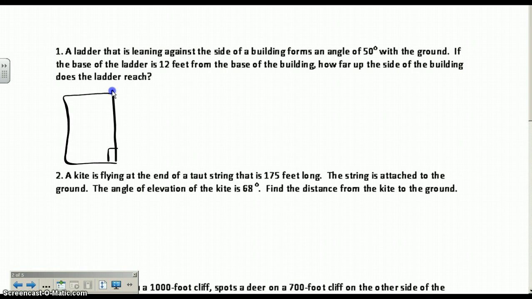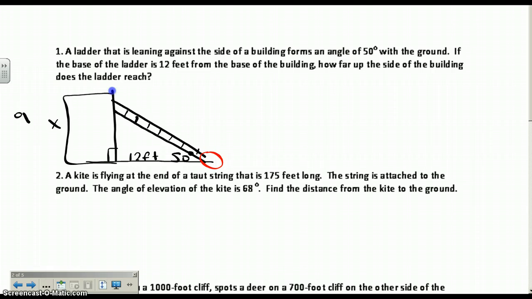So I'm going to draw my building. And we're searching for the height of the building, so I'm going to label that x. Now I'm going to draw my ladder, just like the last problem. And now we're given an angle of 50 degrees with the ground. But it also says that the ladder is 12 feet from the base of the building, so we're given that this is 12 feet. Okay, so I'm going to label my sides. We're talking about this angle right here.